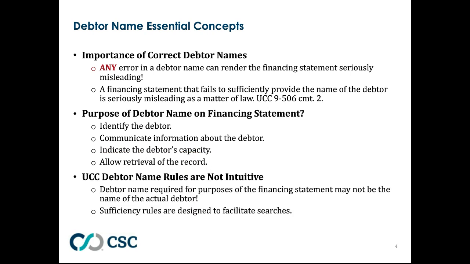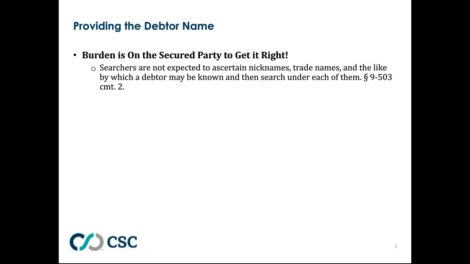As I mentioned during the introduction, the debtor name rules are not always intuitive. And that's because the debtor name required for purposes of the financing statement may not even be the name of the actual debtor. It may be a name used to represent the debtor for expediency in the search and filing process. So bear in mind that the sufficiency rules are designed to facilitate searches, not to communicate information about a debtor name. Now, when it comes to providing the debtor name, the burden is on the secured party to get the debtor name right.